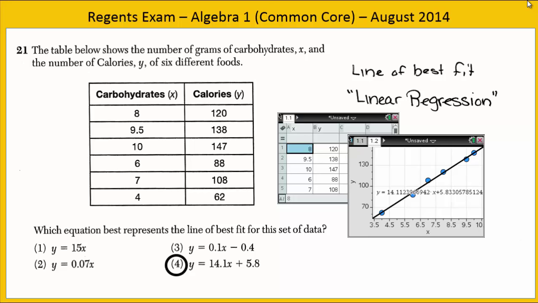Choice 4. That's the equation that can be used to predict the number of calories in a food given the number of carbohydrates. If you need to refresh how to perform a linear regression, go back and look in your algebra handbook. All of the steps are included.